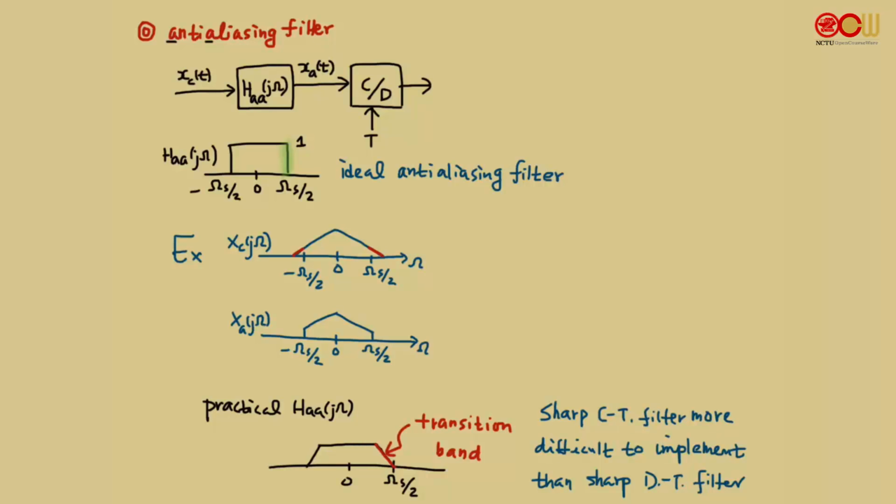But one problem here is that sharp continuous time filters are more difficult to implement than sharp discrete time filters. So it's desirable to move the computation to the discrete time. In the continuous time, we would like to use as simple as possible a continuous time anti-aliasing filter, and then offload the computation to discrete time. One way to do this is to sample at a higher sampling frequency and then decimate in the discrete time.